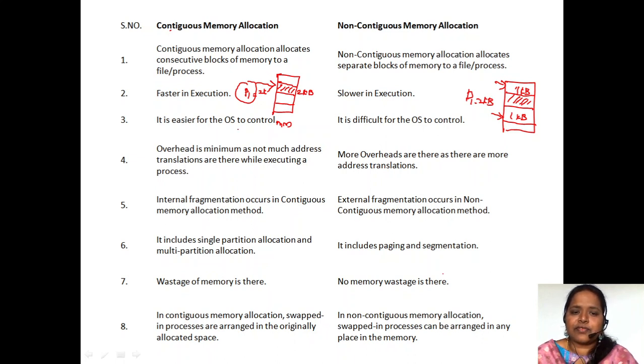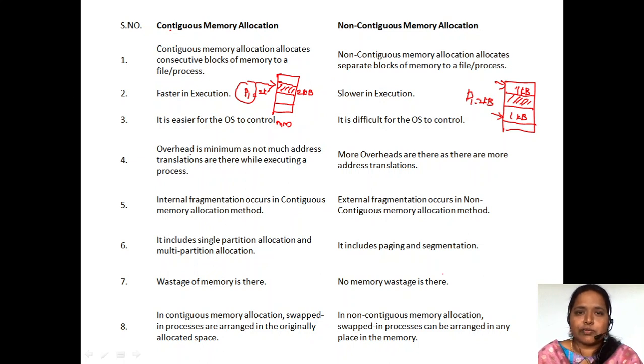It is easier for the OS to control. Why? Because all the data is present at once, so it is easy for the operating system. But here it has to translate where those addresses are, and then fetch the data. So the operating system is going to be complex over here.